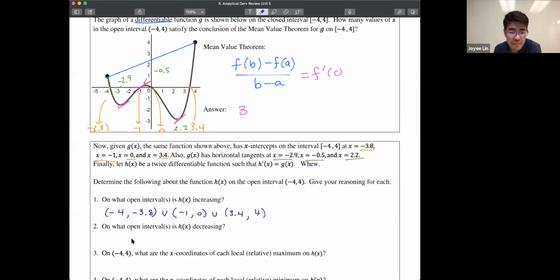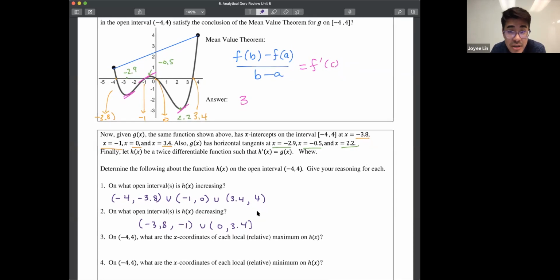All right, then obviously for part 2, when is h of x decreasing? It'd just be the exact opposite, right? So we go -3.8 to -1, union 0 to 3.4. Okay, so that one's pretty straightforward. If you know 1, then you know 2. Okay, next question on number 3.